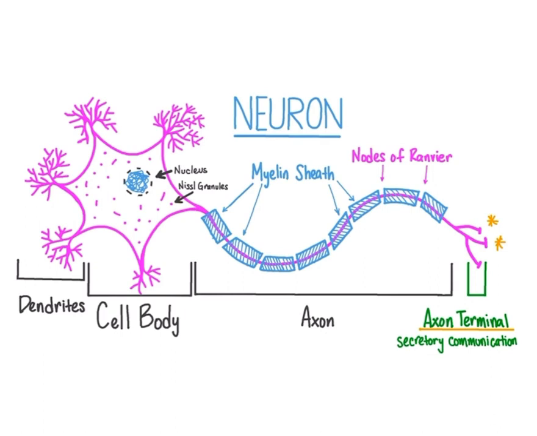It is here in the axon terminal that the electrical impulse is converted into a chemical signal to be sent to the next neuron. So, the basic anatomy of a neuron includes the dendrites, the cell body, the axon, which may or may not be myelinated, and ends in the axon terminal.